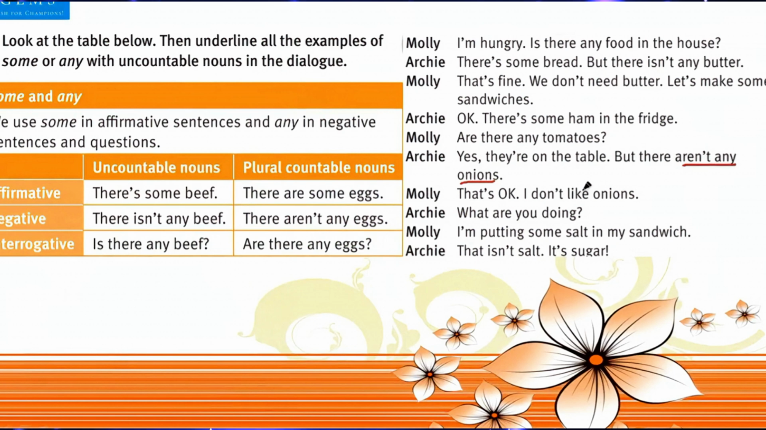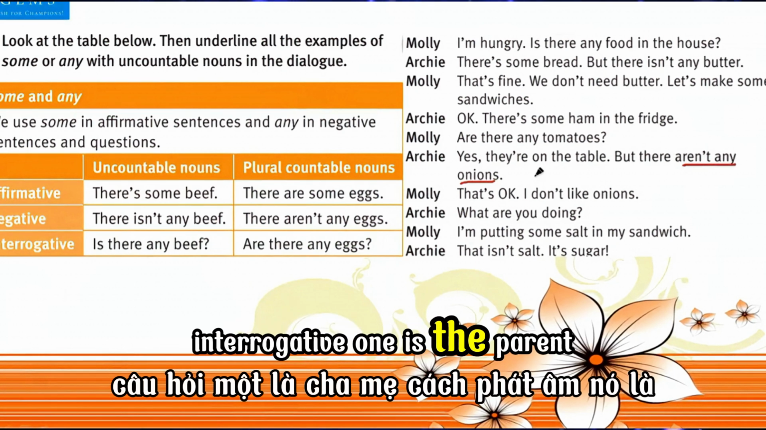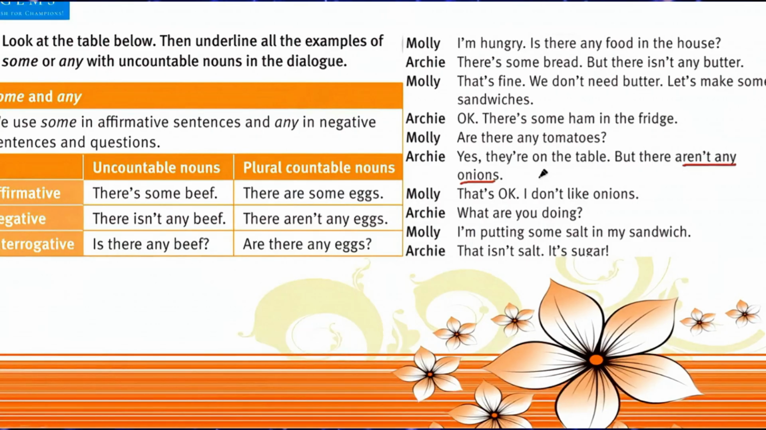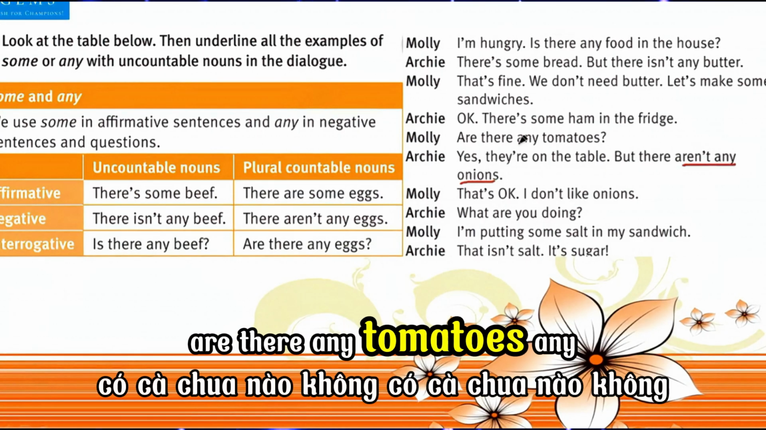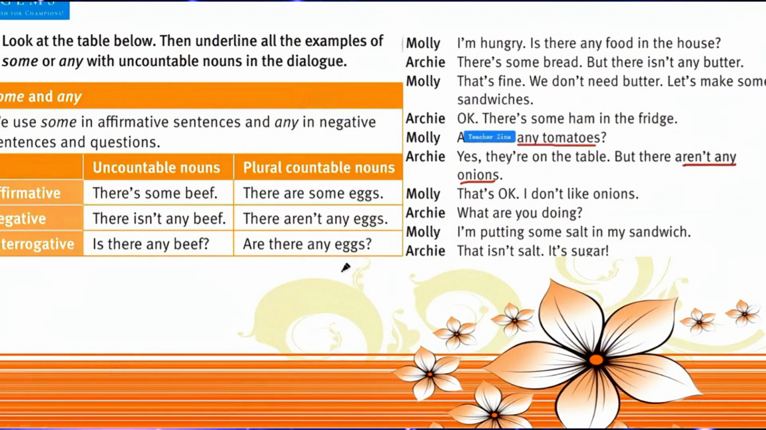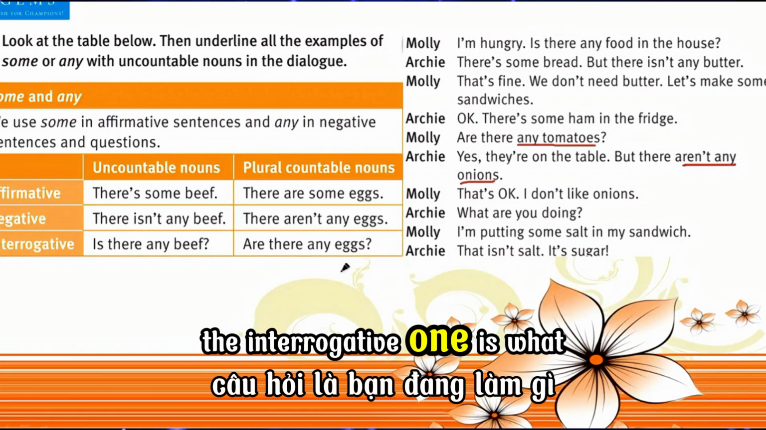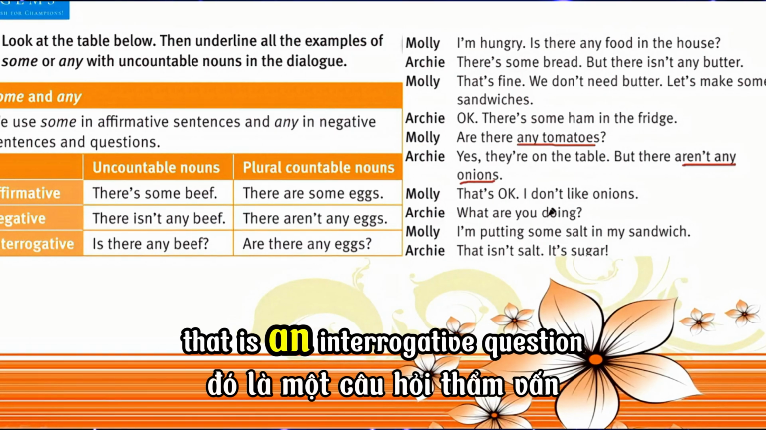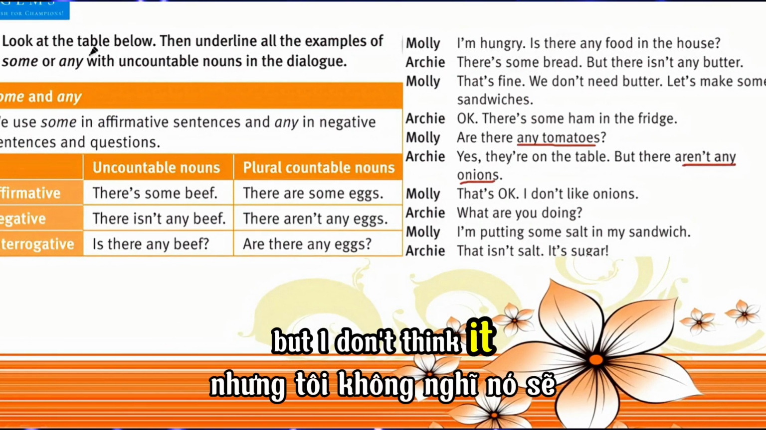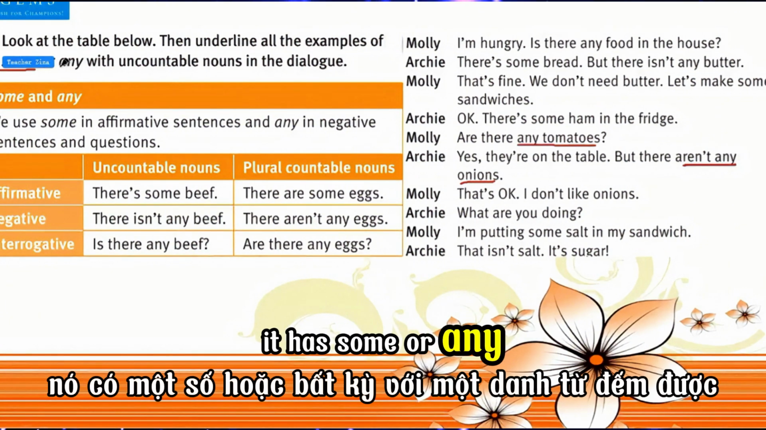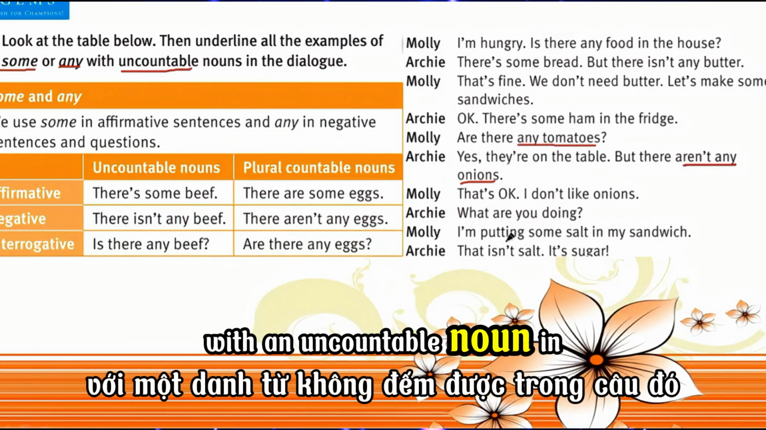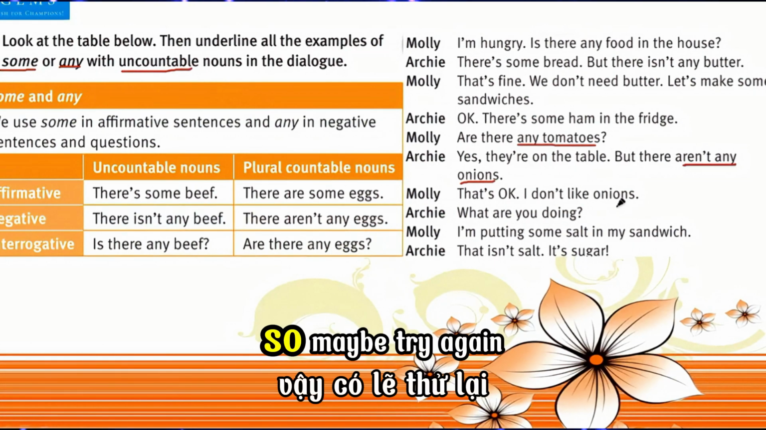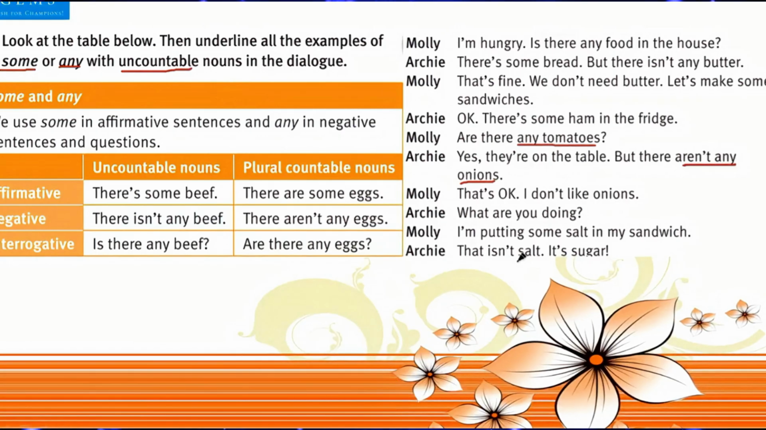And the interrogative one with plural countable nouns is are there any tomatoes? Any tomatoes? The interrogative one is what are you doing? What are you doing? Yes, that is an interrogative question, but I don't think it has some or any with an uncountable noun in that sentence. So maybe try again.